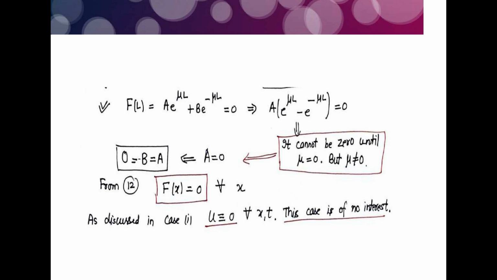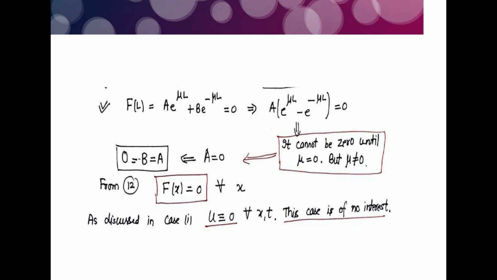And from the first boundary condition we got the result that B is equal to minus A. So this implies that B is also 0. Now we have A is 0, capital B is also 0. So from equation number 12, capital F of x is 0 for all values of x.